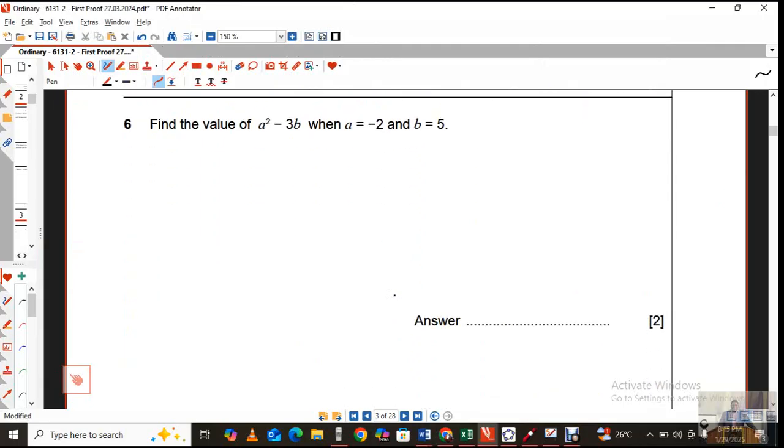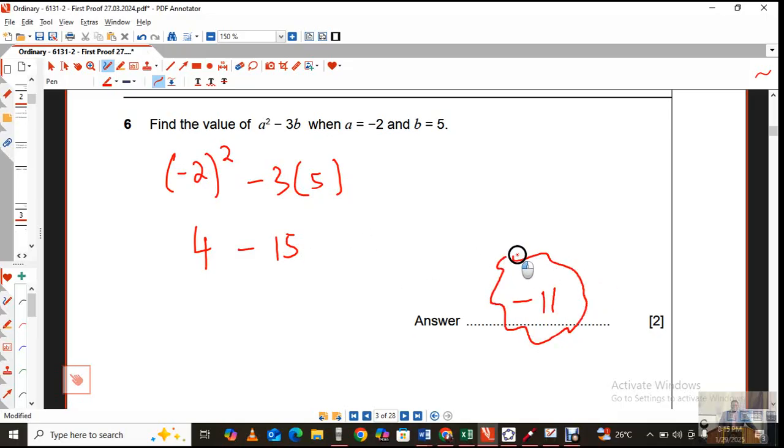Question 6. This question is also not so difficult. You just have to substitute. Find the value of a squared minus 3b when a is negative 2 and b is 5. I encourage you to put those in brackets: minus 3, open bracket, b is 5. Anything squared, whether it's negative, that's why I put it in brackets, you can read it as minus 2 all squared. That gives you 4. Minus 15. Of course, you get a negative answer, negative 11.